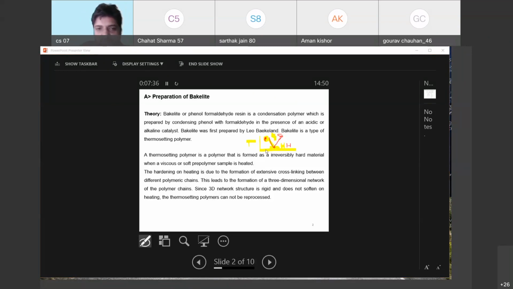So that is the nature of thermosetting polymers, and bakelite is a type of thermosetting polymer. I already discussed this. A thermosetting polymer is a polymer that is formed as an irreversible hard material when a viscous or soft polymer sample is heated.